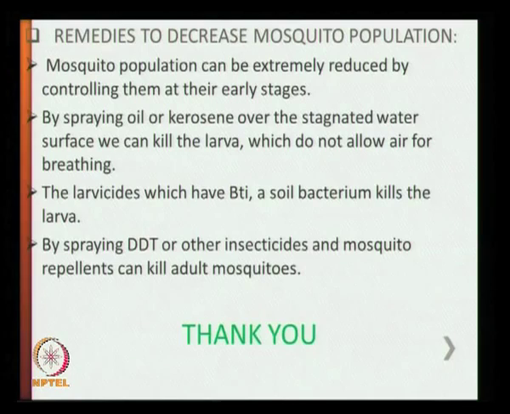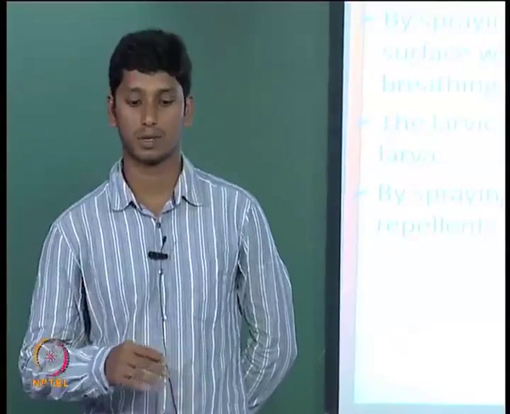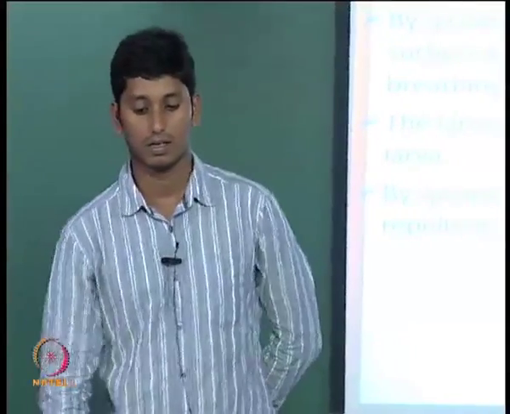The remedies are, by removing the stagnated water, we can control the mosquito population. The main one is spraying oil or kerosene, which is the cheapest, on the stagnated water, so that it can kill the larva, and some larvicides like BTI, a soil bacterium, kill larva. DDT is the cheapest of all the insecticides.